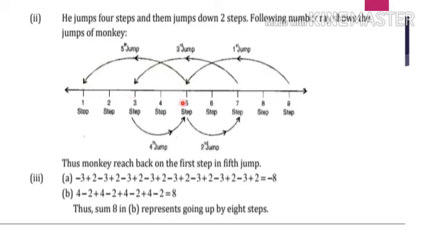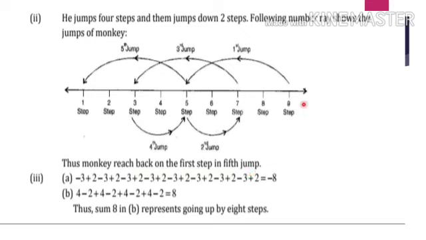Then how many jumps in it? From 9 to 5, 1. 5 to 7, 2. 7 to 3, 3. 3 to 5, 4. 5 to 1, 5th jump. Thus the monkey reached back on the first step in the 5th jump.